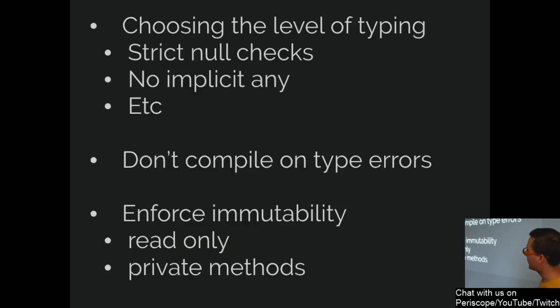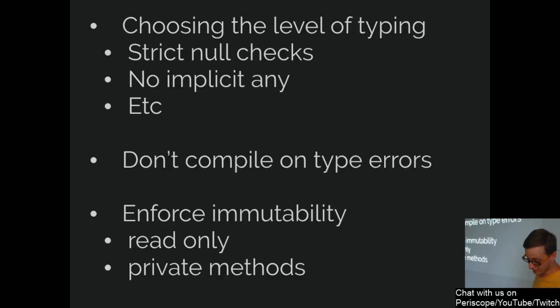Just in case you're really wondering, I actually don't do strict null checks or no implicit any. I would love to do that in my code bases, but I unfortunately have sprints to finish, right? You can also set it to not compile on type errors. That's not a default setting. Once again, TypeScript really wants you to migrate your code base to it. It's built to support migrating ones. So none of this is on by default.